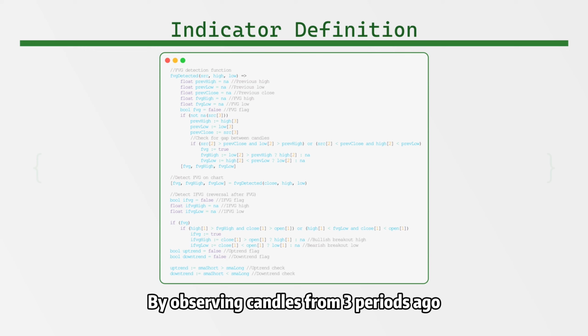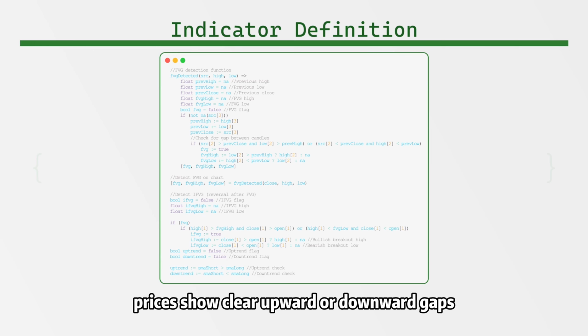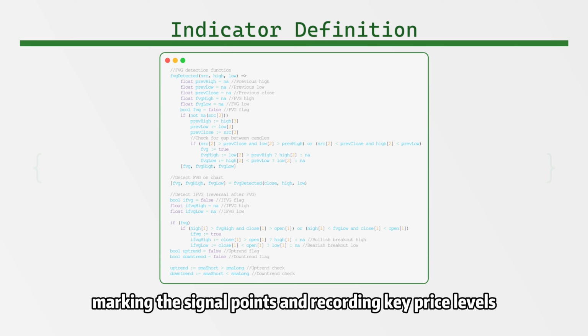By observing candles from 3 periods ago, the system confirms IFVG signals when prices show clear upward or downward gaps, marking the signal points and recording key price levels.